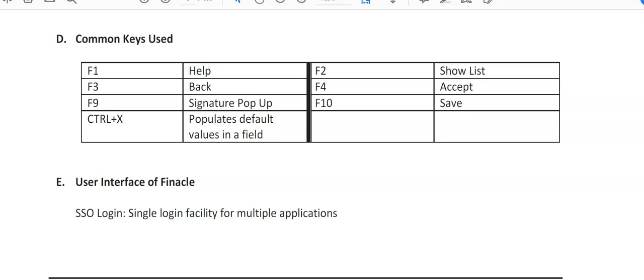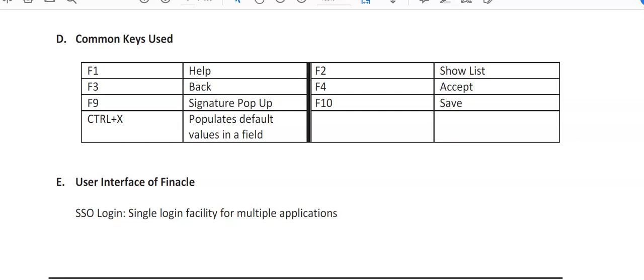F3 when you want to go back. F4 accept, right? I'll be showing you when we create transactions what is the use of F4 and F10. F4 is when you have accepted a particular entry. F10 is when you save it, right? So the maker will do F4, F10, then the checker will also do F4 and F10, and he will verify that. F9, when we are making any payment, we want to see the signature, we want to tally the signatures on the check with the system.